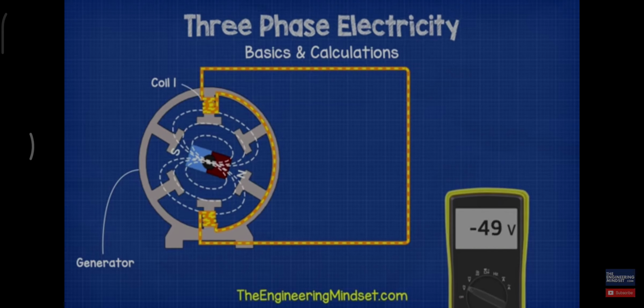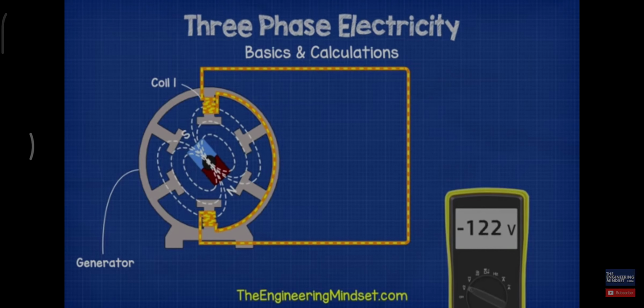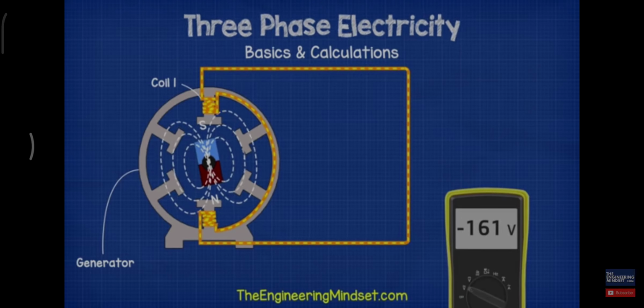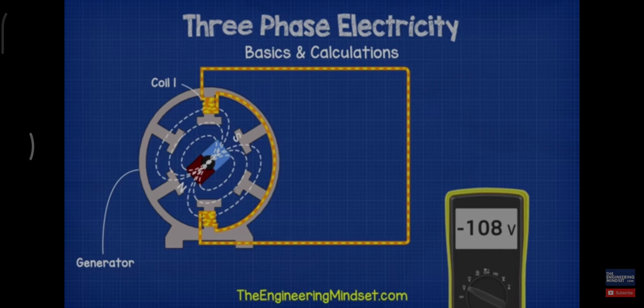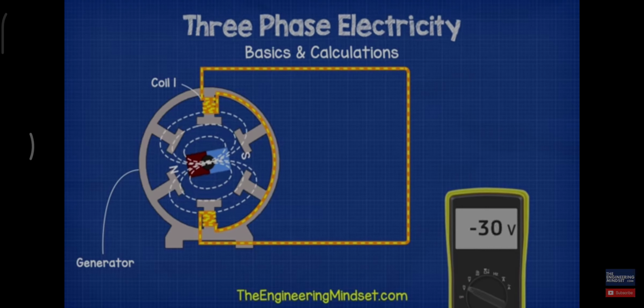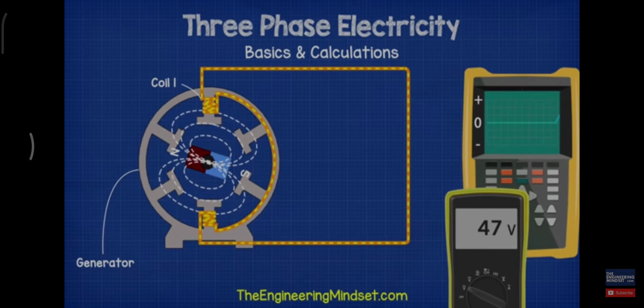Then the south pole rotates in, but this time it pulls the electrons backwards, so we get negative values. This again increases in strength up to its maximum and then decreases back to zero where the magnet is between the two coils. If we plot these values, then we get a sine wave.